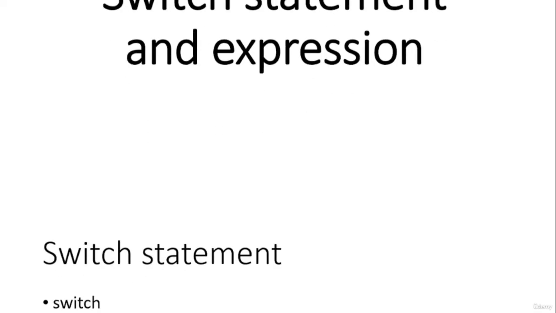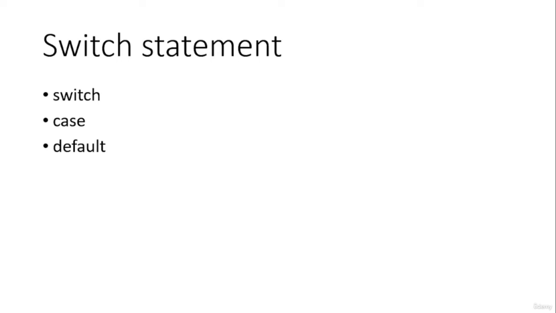We will start with the switch statement. The switch statement was used in old versions of Java, and it consists of mainly three concepts. The first one is the switch keyword. Following the switch keyword, you have to pass the variable name.